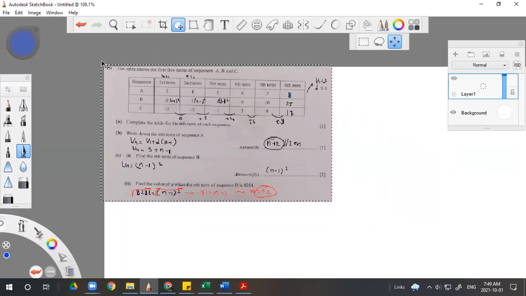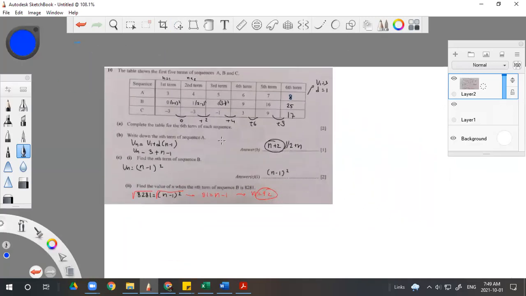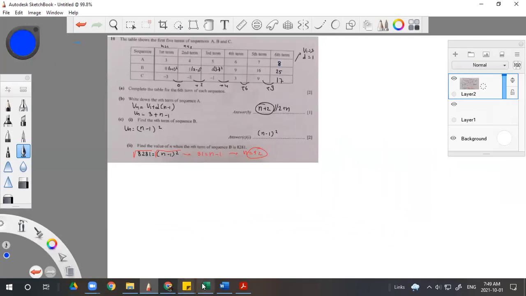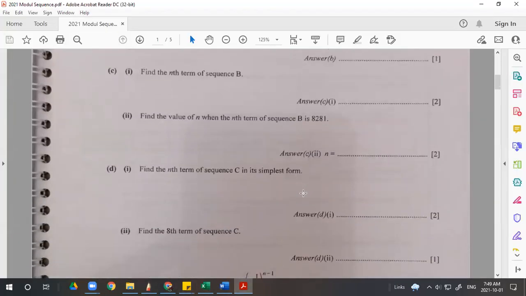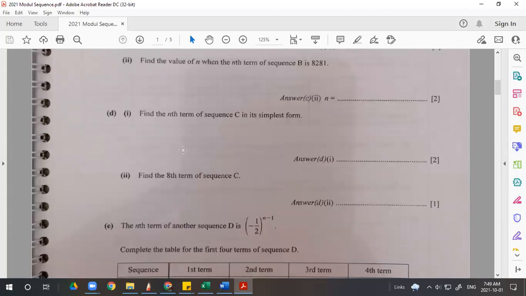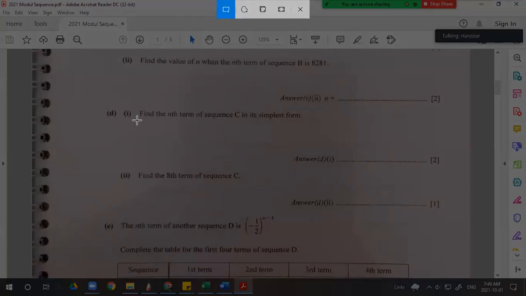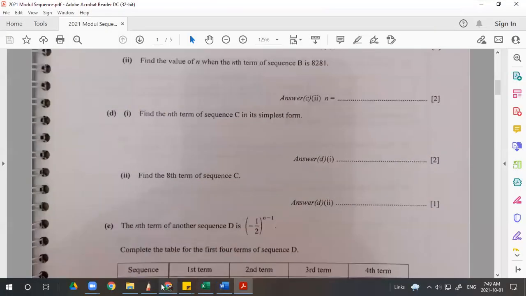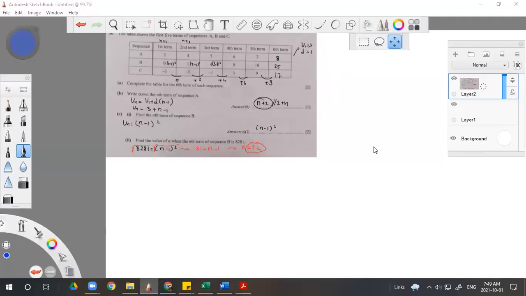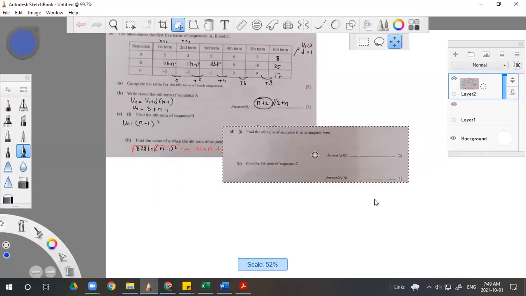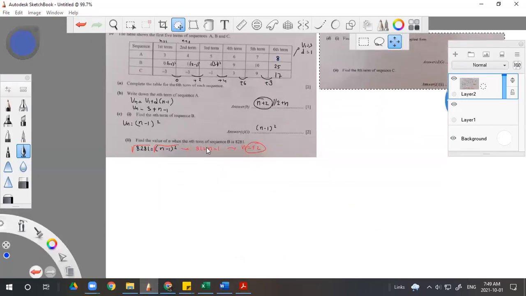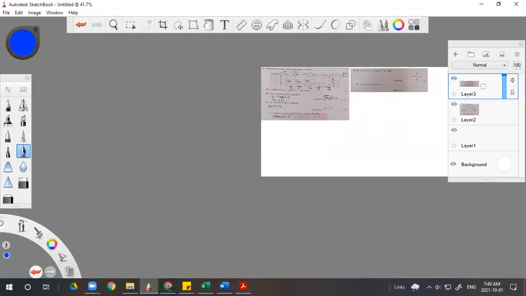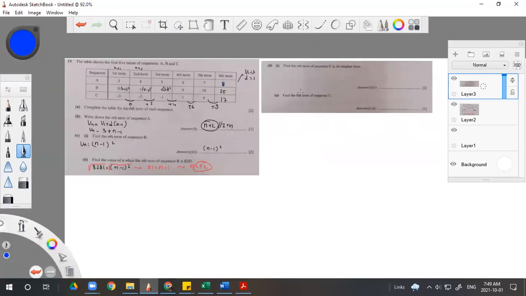Okay, this is for number 10, part 1. And D. Next, where is it? There you go. Find the nth term of C in its simplest form. Okay. This is quite challenging. Why is it challenging? Because we need to derive the formula. I think you have to memorize the formula, guys. So what is the formula of C? So let's try to do C.